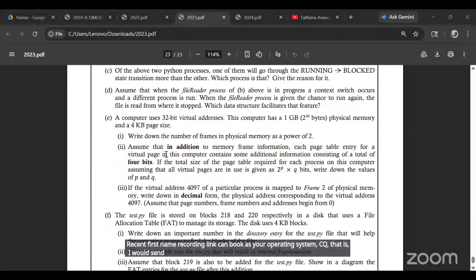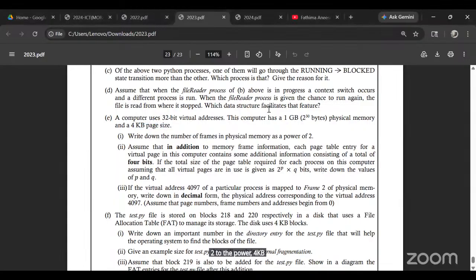2 to the power 12. 4 KB, when we convert it, is 2 to the power 12. So this one they have given: 2 to the power 30 divided by 2 to the power 12.